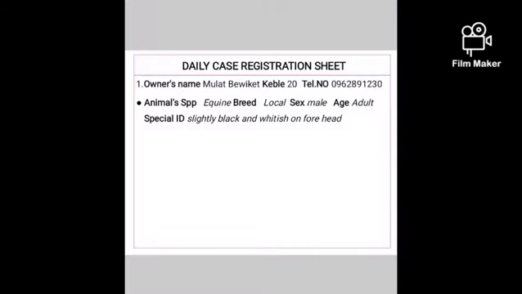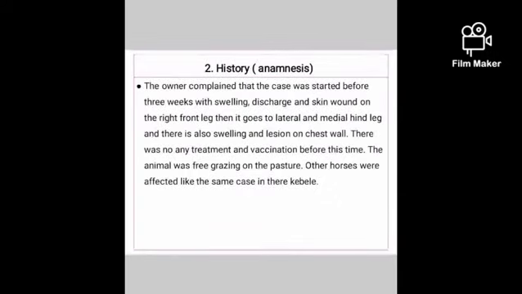Hello, everybody. Welcome. Today we are going to see one clinical case in horses. First, we are going to see the history of the horse, and then the clinical findings, and then we'll list the differential diagnosis. What will be the differential diagnosis, and what will be the tentative diagnosis based on the history and the clinical findings, what will be the treatment for that case, and finally, what will be the prevention and control measures for that disease. So let us start with the history.